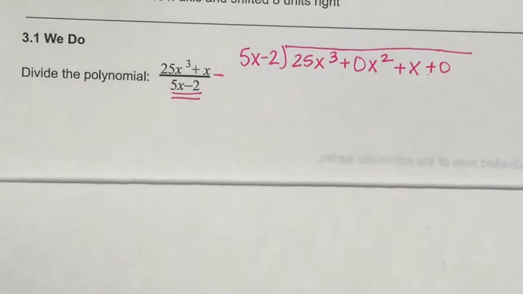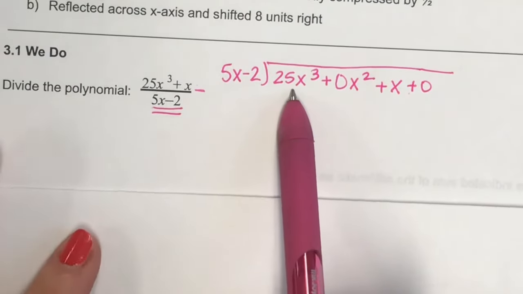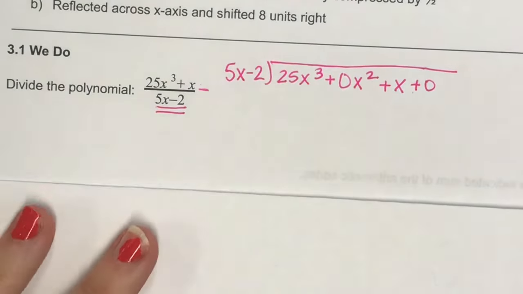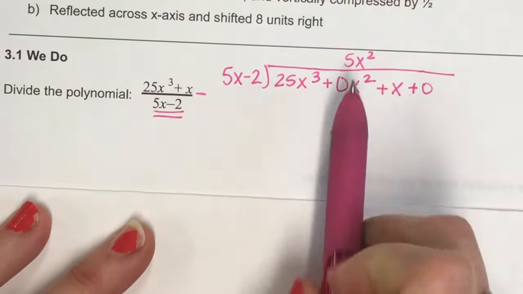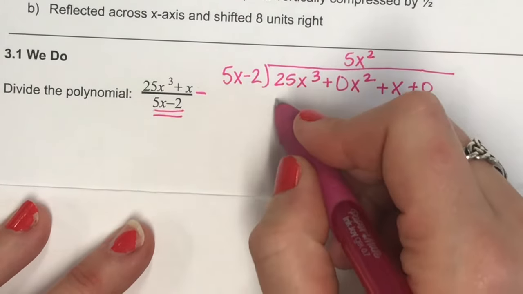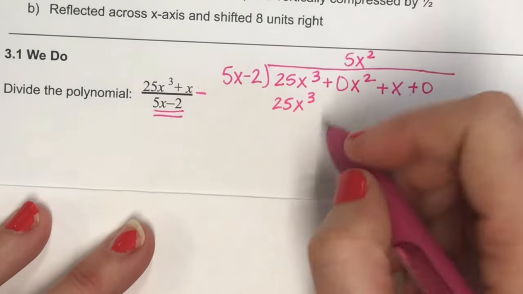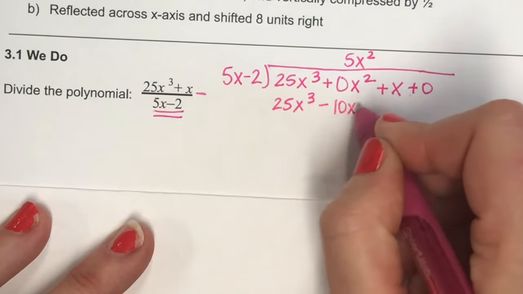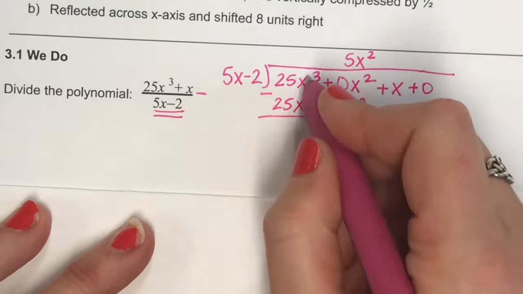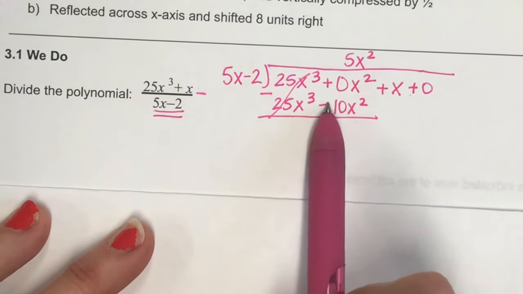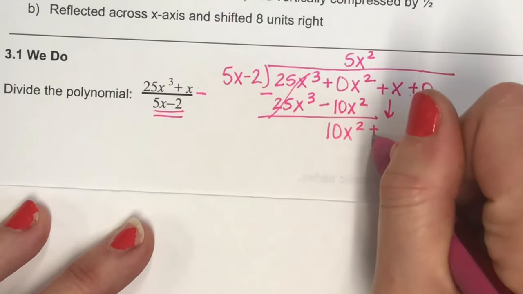Now I'm going to say, okay, how do I get from 5x to 25x cubed? Well, all I have to do is multiply by a 5x squared, so I'm going to put that above the x squared. So 5x squared times 5x is 25x to the third. 5x squared times negative 2 is negative 10x squared. Now remember, it's long division, so I'm subtracting. So these 2 will cancel. 0 minus negative 10 is a positive 10x squared. And then I bring down my x.